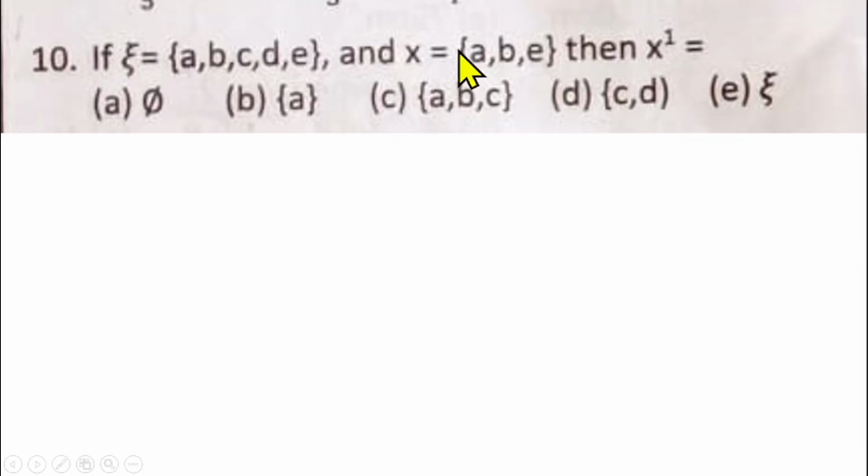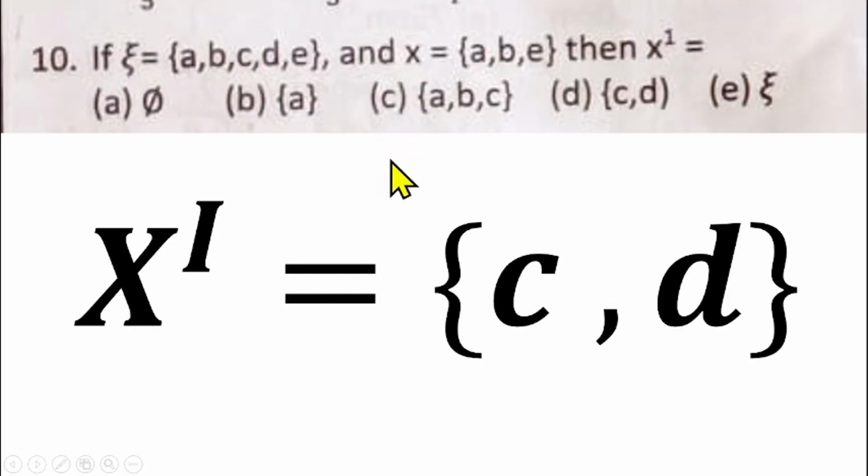So it's very simple. The complement of set X is the elements in the universal set that are not in X. What do I mean by that? Remove the elements you have here from the universal set. Whatever you have left is the complement of set X.